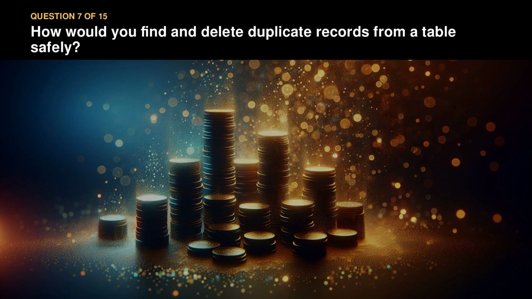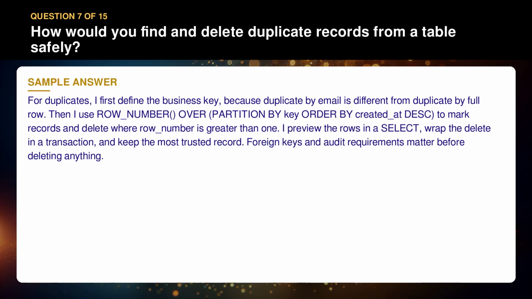Question 7. How would you find and delete duplicate records from a table safely? For duplicates, I first define the business key, because duplicate by email is different from duplicate by full row. Then I use row number, over partition by key, order by created at desc, to mark records and delete where row number is greater than 1. I preview the rows in a select, wrap the delete in a transaction, and keep the most trusted record. Foreign keys and audit requirements matter before deleting anything.